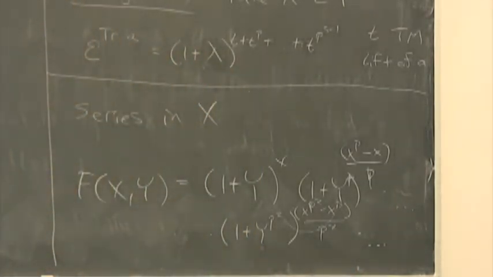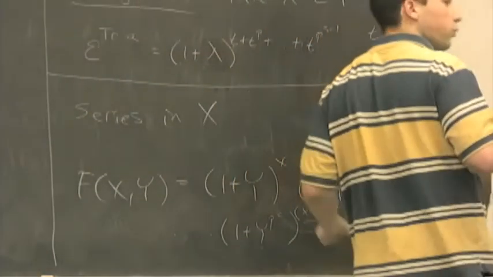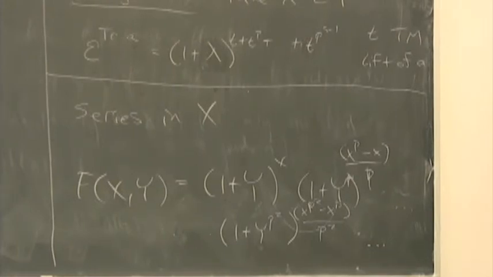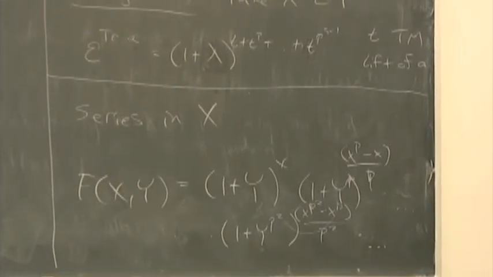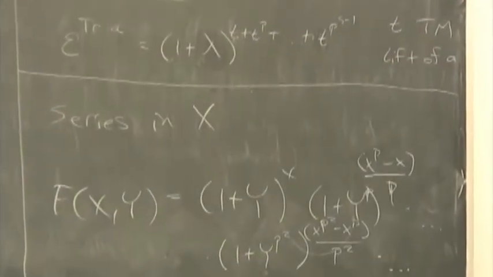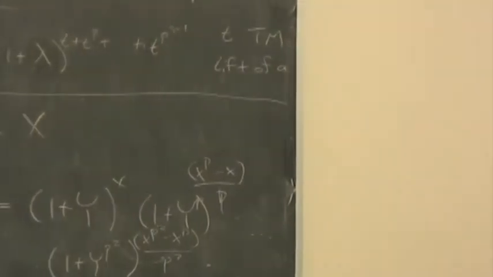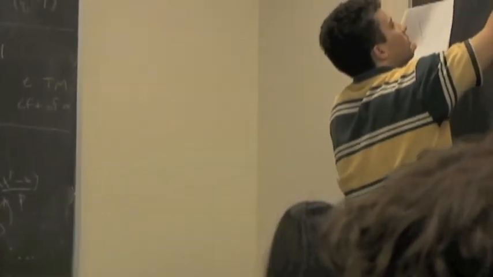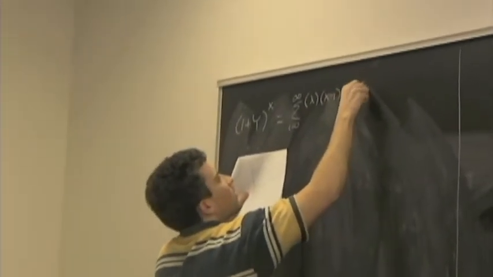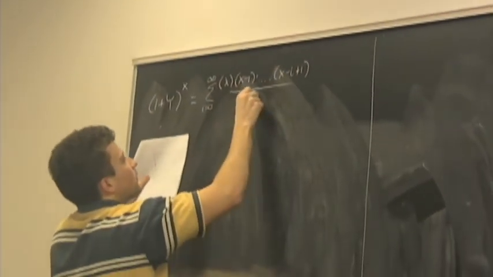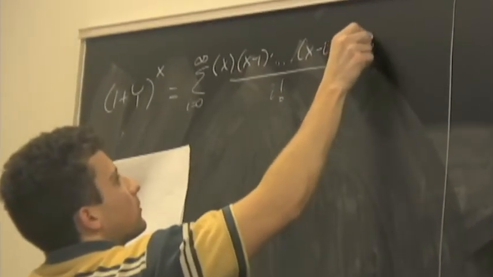So everybody have a handle on what this is? Let me say, what does this 1 plus y to the x mean? 1 plus y to the x, this is this Bernoulli type guy, so this is defined as being the sum i equals 0 to infinity of x times x minus 1 times dot dot dot x minus i plus 1 over i factorial y to the i.